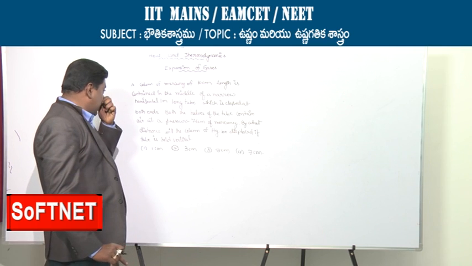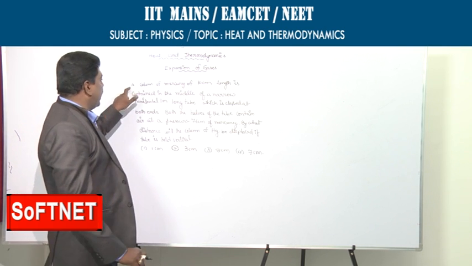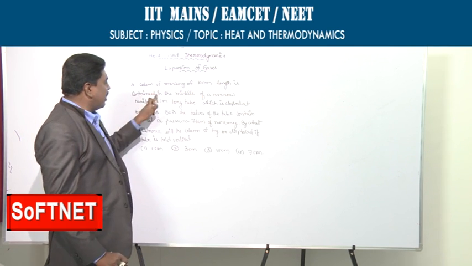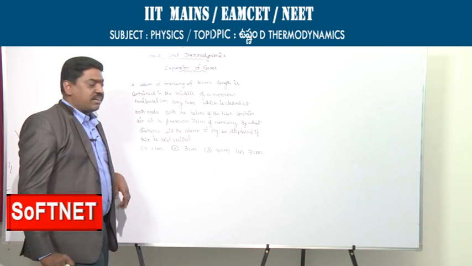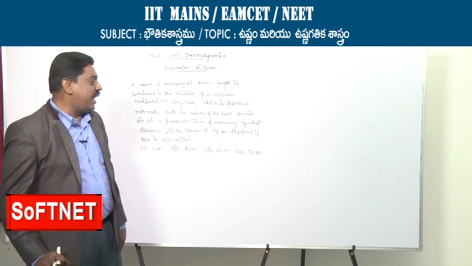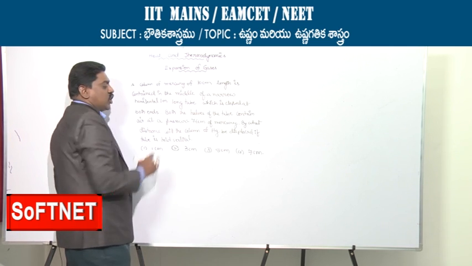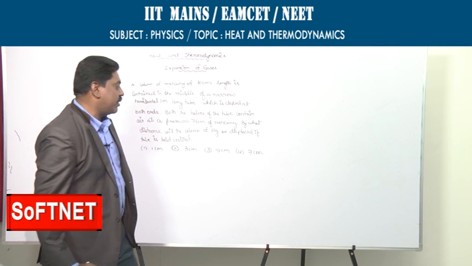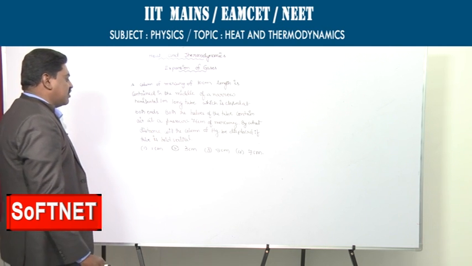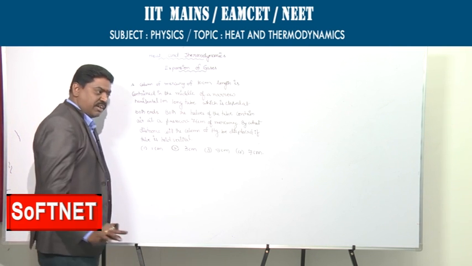Now let us consider a model on ideal gas equation. The problem says here, a column of mercury of 10 centimeters length is contained in the middle of a narrow horizontal 1 meter long tube which is closed at both the ends. Both the halves of the tube contain air at pressure 76 centimeters of mercury. By what distance will the column of mercury be displaced if the tube is held vertical? Okay, fine. Is it clear?